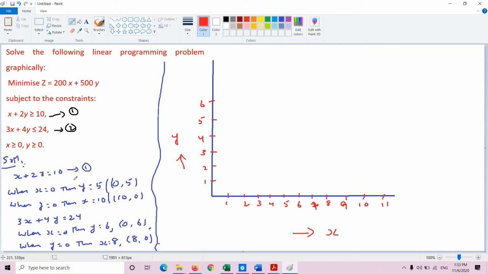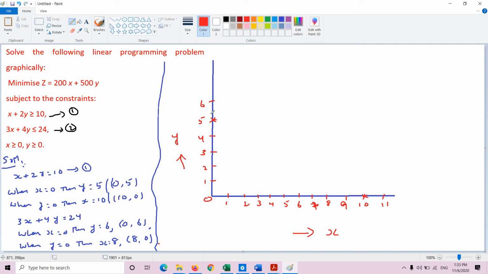Now first we'll take the first equation. We'll draw the first equation on the graph first. The first coordinate point is 0, 5. Why? Because along the y-axis, it is x equal to 0. Along the y-axis, you measure up to 5. Then the 0, 5 point is this. Next one is 10, 0. Along the x-axis, you have to measure up to 10, which is 10, 0.